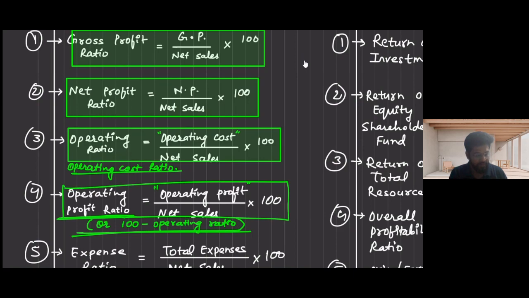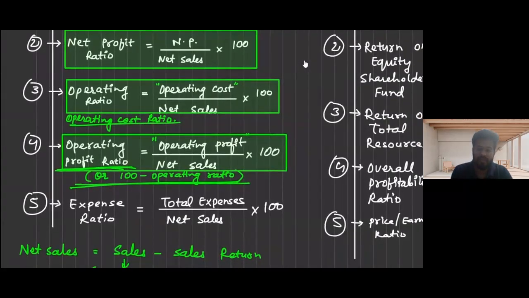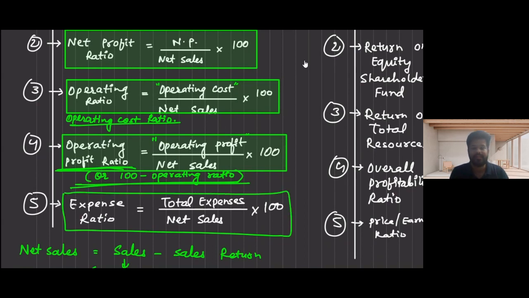And lastly, we have the expense ratio, which is the total expenses of your business, that might be operating, that might be financing, every type of expense, divided by your net sales multiplied by 100. So that is the expense ratio.